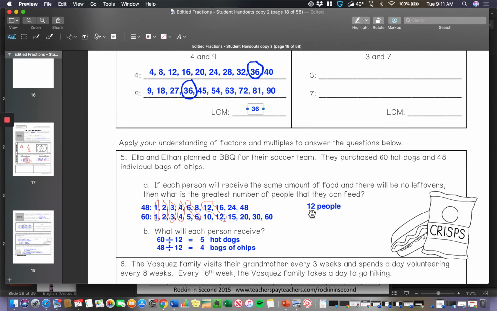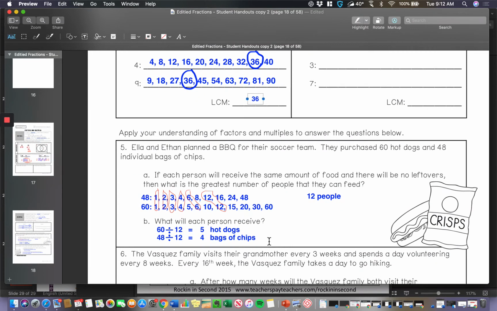I can find out that I have 12 as my greatest common factor. Now, how am I going to use that number to find out how many each person will receive? Well, if I take my greatest common factor and I divide it by the number of hot dogs there are and by the number of individual bags of chips there are, I'm going to find out how many each person will receive without having any leftovers.